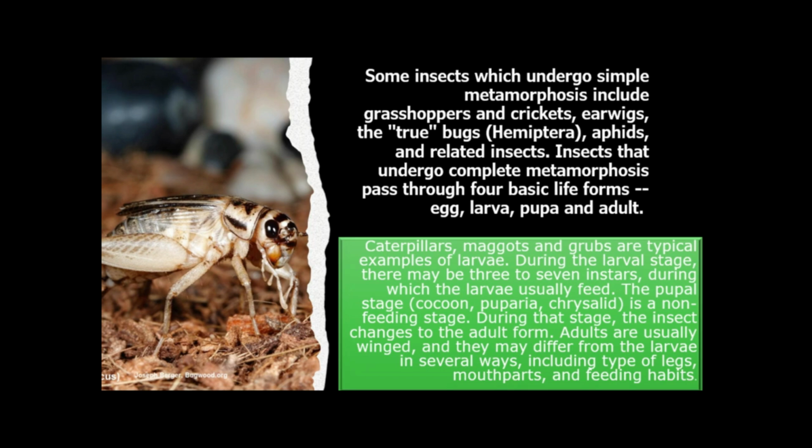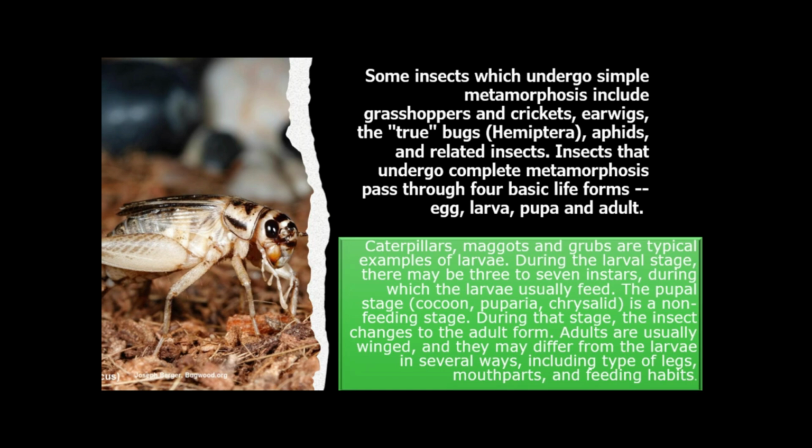and related insects. Insects that undergo complete metamorphosis pass through 4 basic life forms: egg, larva, pupa, and adult. Caterpillars, maggots, and grubs are typically examples of larvae. During the larval stage, there may be 3 to 7 instars, during which the larvae usually feed. The pupal stage, cocoon, puparia, chrysalid, is a non-feeding stage. During that stage, the insect changes to the adult form.